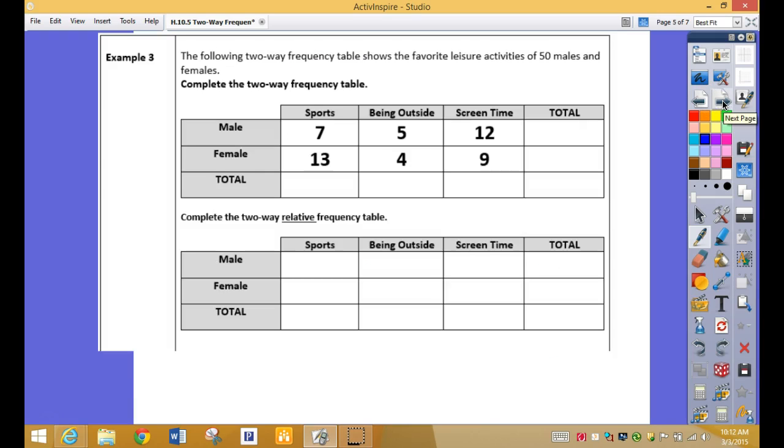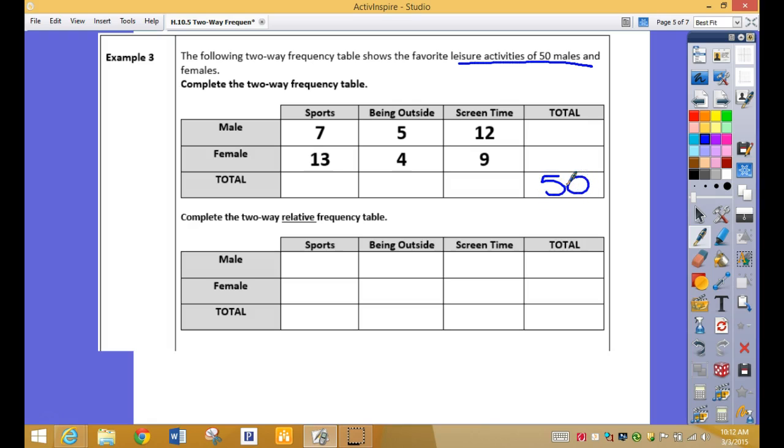All right, now in example 3, I've given you some numbers in the two-way table. Let's fill in our totals. It says the following two-way frequency table shows the favorite leisure activities of 50 males and females. So what is that 50? 50 should be our total. And that goes where? Bottom right. Yes.